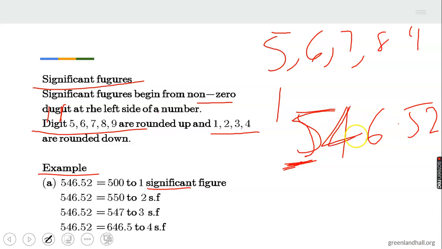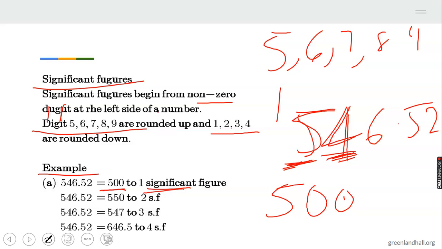If it is 4, then you round it down. You turn it to 0. Every number after it becomes 0. That is why we have 500. Since this one is to be rounded down, you turn it to 0. Every number after it becomes 0. That is why we have 500 to one significant figure.